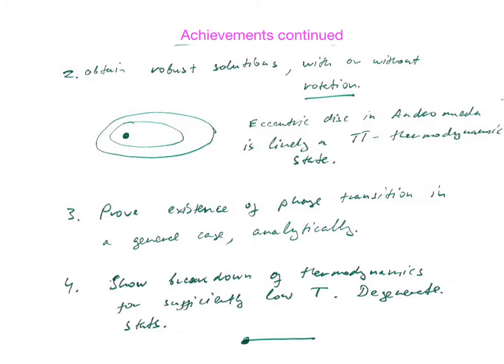We also give a very general analytical proof of the phase transition. And a technical point: we show that for some values of temperature, thermodynamics has to break down, and we have so-called degenerate states. I won't have time to discuss them.